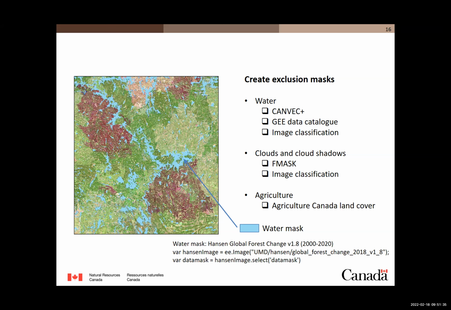The last exclusion mask you want to consider is an agriculture mask. That's just for if you're mapping fires in the parkland or on the boreal fringe, and you don't want the agriculture fields to be included in the mapped area, then create a mask for those fields. Agriculture Canada has a land cover map that they produce, I believe annually. So that's a good data layer to use for a mask.